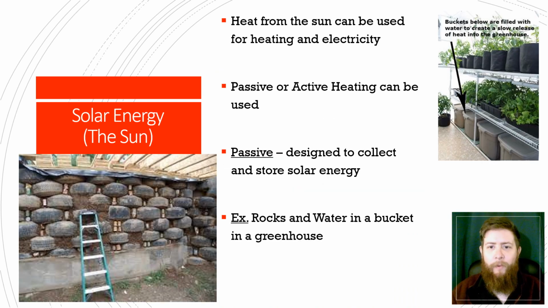Solar energy. We use solar energy for not only electricity, but also for heat. So we can either use passive or active heating. Passive is designed to collect and store solar energy. An example here is these tires collecting and storing energy, or inside of these tubs at the bottom, they have big amounts of water. This water heats up during the day, and then during the night, it releases that heat to keep everything really nice in that greenhouse there.